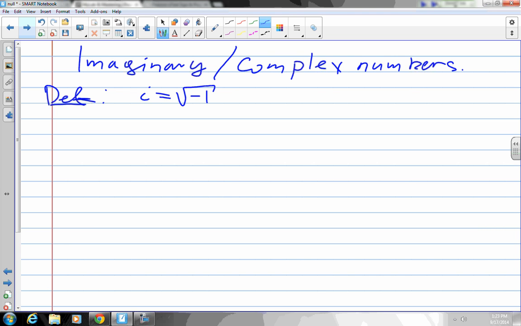It's not a real number. It does not live on the real number line. Only real numbers live there. Imaginary numbers live kind of next to it, but not on it. And another property: if you square i, you get negative 1. So i squared equals negative 1. That is the definition of the imaginary unit i.